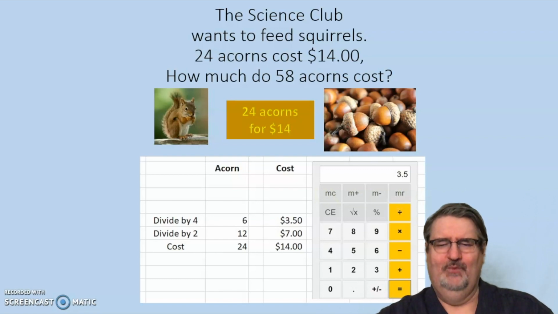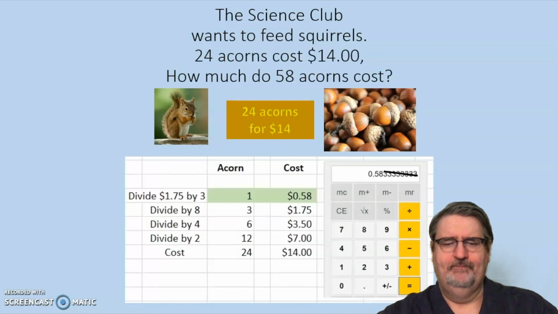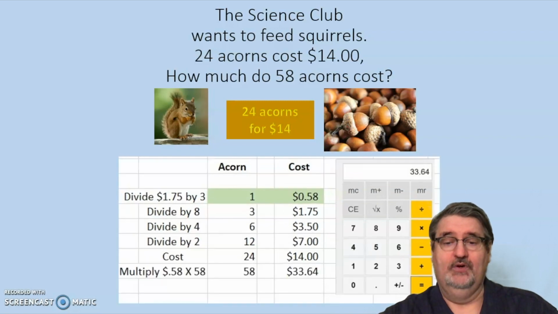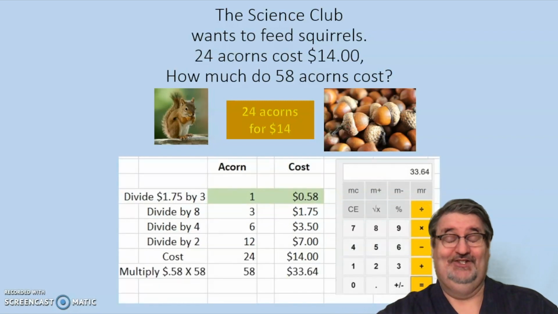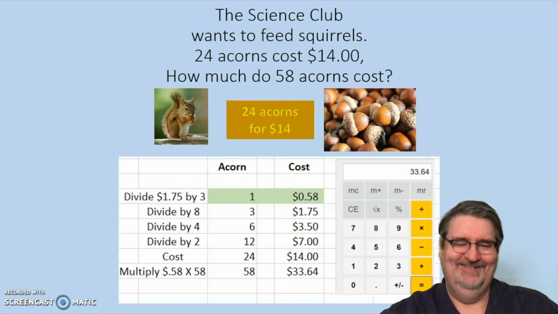But we're getting into a tough one where we need a calculator for sure now. When we divide by 8, we get 3 acorns for $1.75. And when we divide, we can get 1 acorn down to 58 cents. So now that we have it down as 58 cents, we're going to multiply that to find out how much 58 acorns cost. And just by chance, 58 cents times 58 is $33.64. That's where they came out to be the same number.